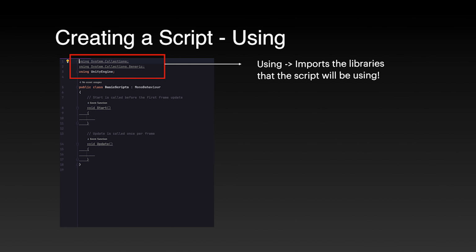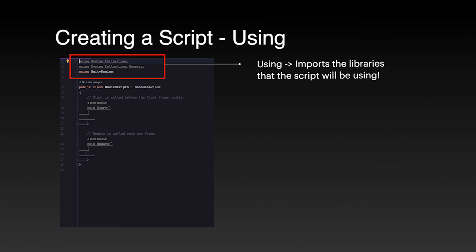For example, using UnityEngine means that we are going to use this library from Unity Engine inside the script. Each script contains one class. So, public class BasicScripts. This name, BasicScripts, will be the same as the name of the file, so those two need to be the same. One script has one class.